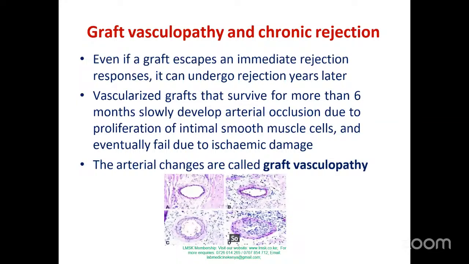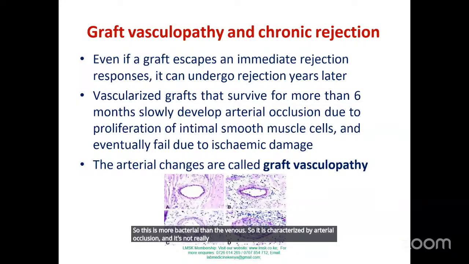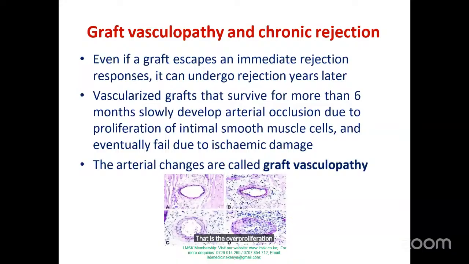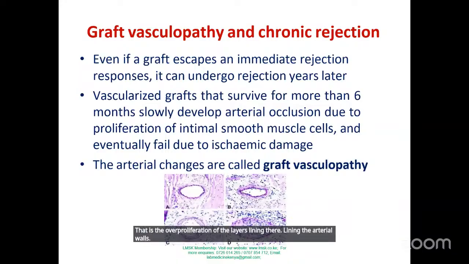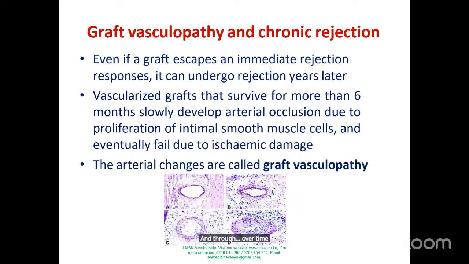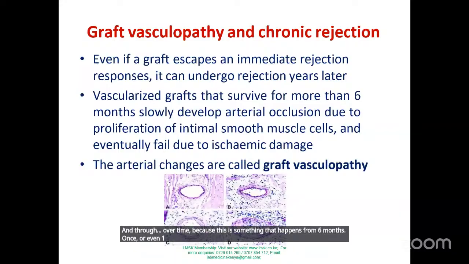So then the last one is graft vasculopathy, also known as chronic rejection. This is more arterial than venous. It is characterized by arterial occlusion, and it's not really thrombosis. What happens here is that there is overproliferation of the layers lining the arterial walls. Over time, because this is something that happens from 6 months, or even 1 year after post-transplant.